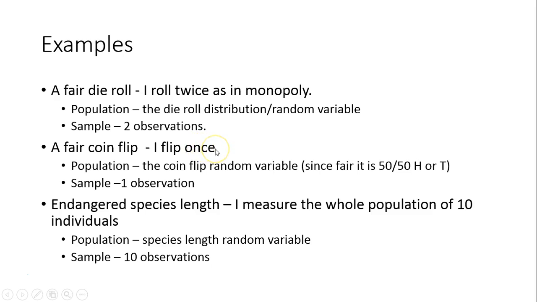What if I flip a coin? I flip the coin once. What is the population? It is the coin flip random variable. Since it is fair, it is 50-50 heads or tails, okay? And this is 1 observation. I flipped it once. If I flip it 5 times and I record heads or tails each time, the sample will be 5 observations.